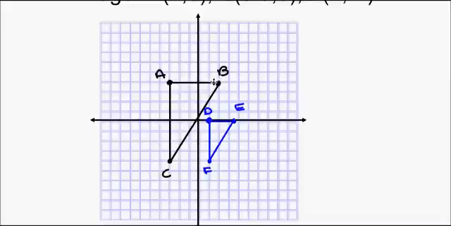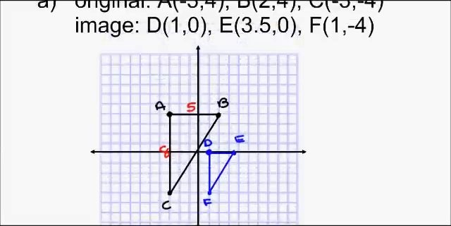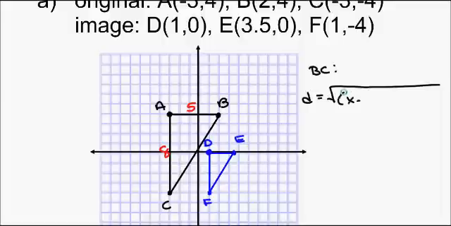So let's find the length of each side first. I'm going to say AB, I'm just going to count these. 1, 2, 3, 4. This is 5 units. AC, I have 1, 2, 3, 4, 5, 6, 7, 8 units. Okay. BC's a little bit harder. I have to use the distance formula here. So distance formula for BC. My distance is the square root of x2 minus x1 squared plus y2 minus y1 squared.